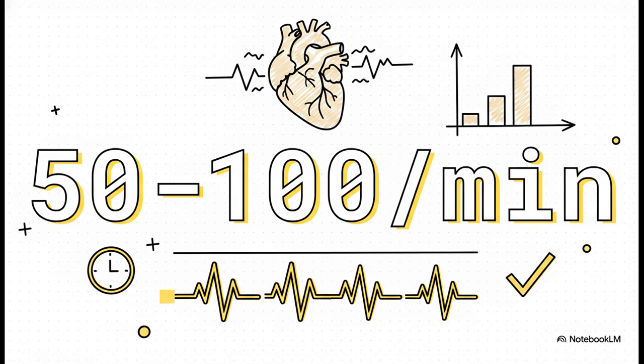Okay, once you've defined the rhythm, you quantify the rate. For an adult at rest, the accepted normal sinus rate is between 50 and 100 beats per minute. This range reflects the natural firing rate of the sinoatrial node, with a little influence from the autonomic nervous system. Now, if you see a rate outside this range, bradycardia or tachycardia, that's not a diagnosis in itself. It's a sign that demands you dig deeper and figure out the underlying cause.